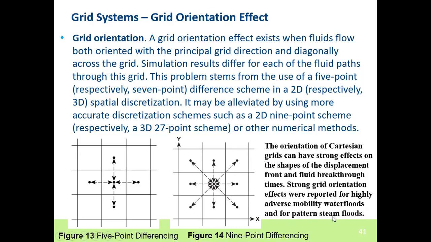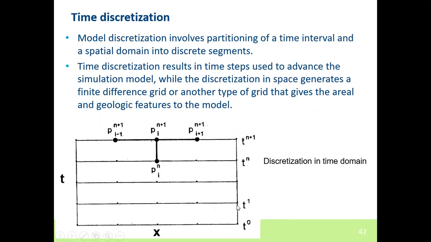So this just shows you that for these kinds of systems, you will need to sensitize for grid orientation effects to see whether this differencing system would work or you just go for the 9-point differencing system. So our discussion so far has been more on spatial discretization, but there's also the thing in time. So your differential equations are solved both with distance and with time.